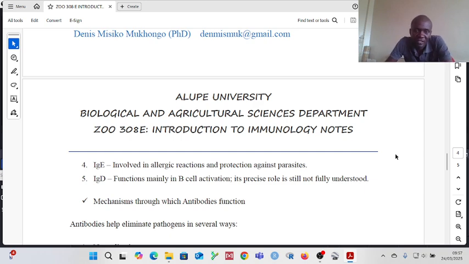Immunoglobulin D functions mainly in the activation of B cells. So it helps largely in the activation of B cells. Okay.